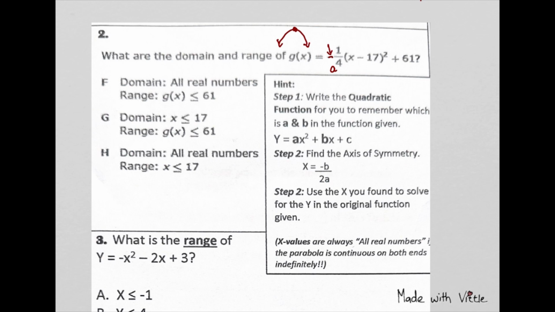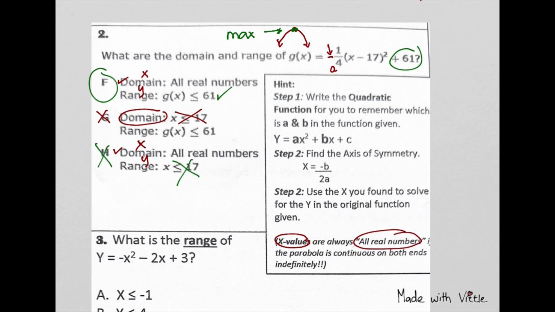That will have a maximum, which is the vertex. We also said earlier that for a quadratic equation, all x values will be all real numbers. Therefore, the domain x is less than or equal to 17 is wrong. Now let's look at the range, or y values. Since we have the maximum point, everything else will be less than 61. Therefore, the answer is F, wherein all y values are less than or equal to 61. And that makes sense over here.